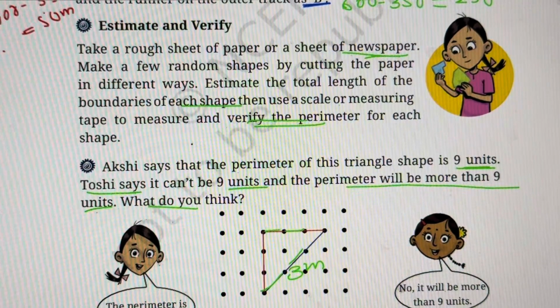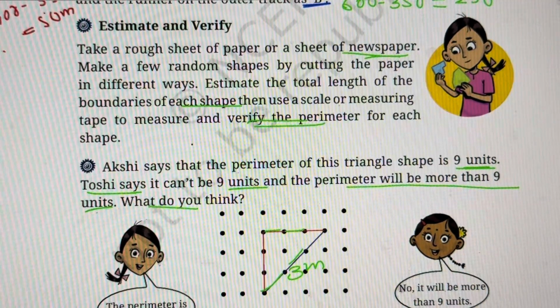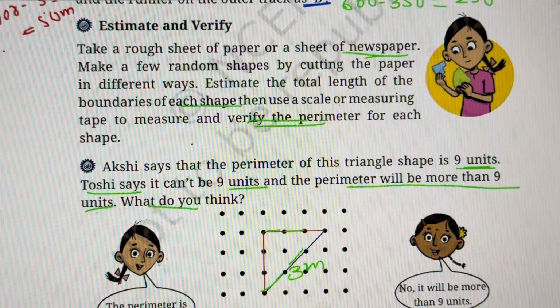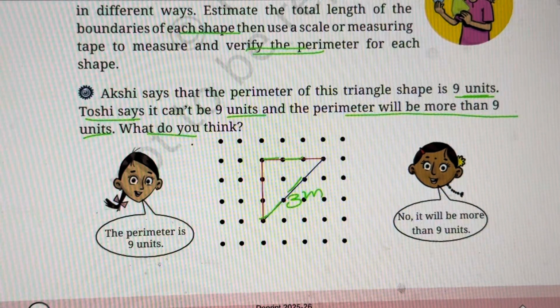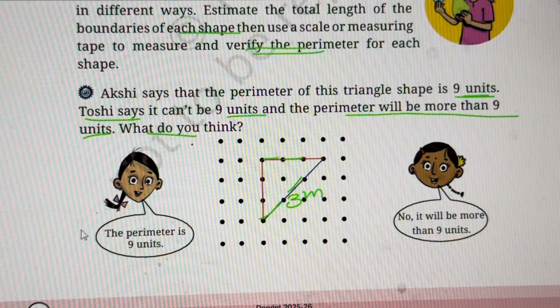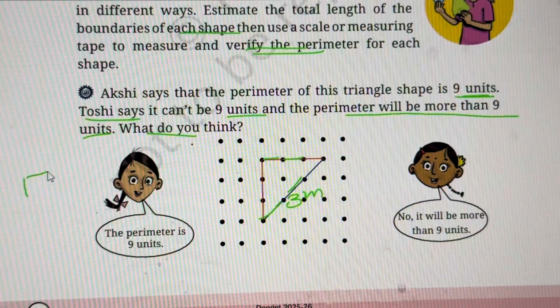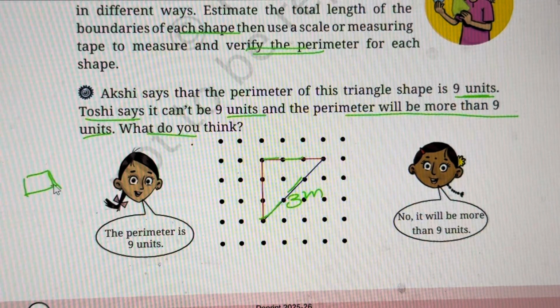But what happens in the real scenario? Suppose I form a square over here, right? All the sides of a square are equal.